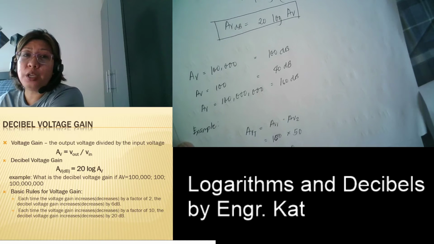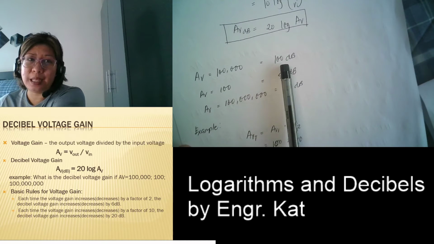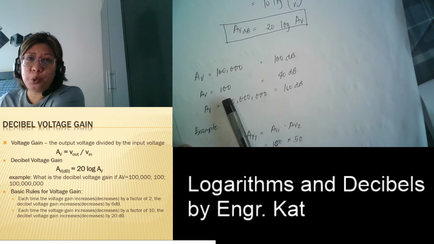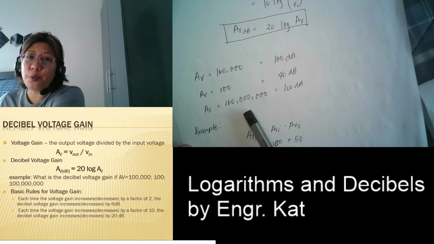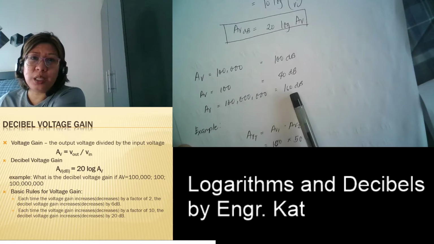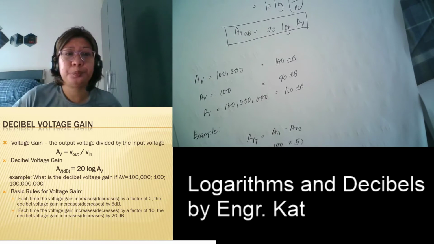So for a voltage gain equivalent to 100,000, we just write it as 100. For a voltage gain equivalent to 100, this is 40 dB. And for a voltage gain equivalent to 100 million, that is equivalent to 160 dB. Okay?